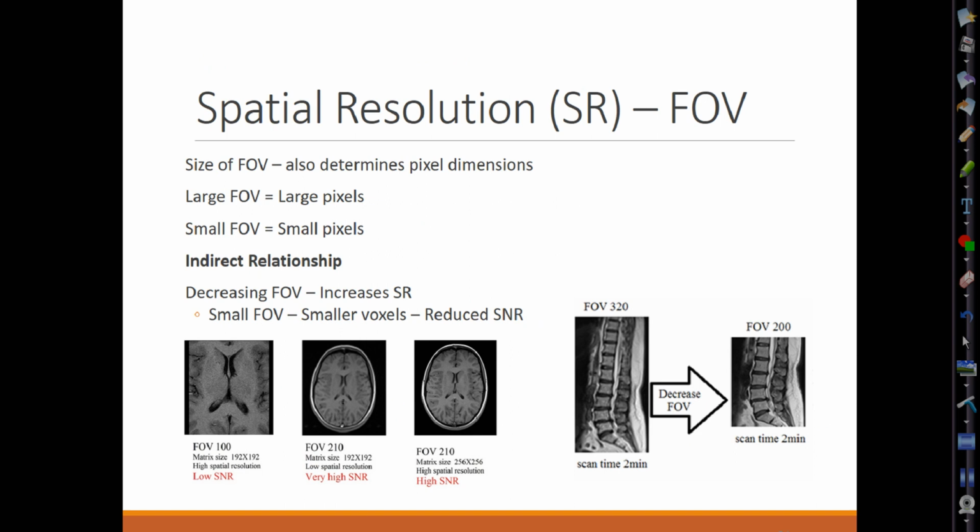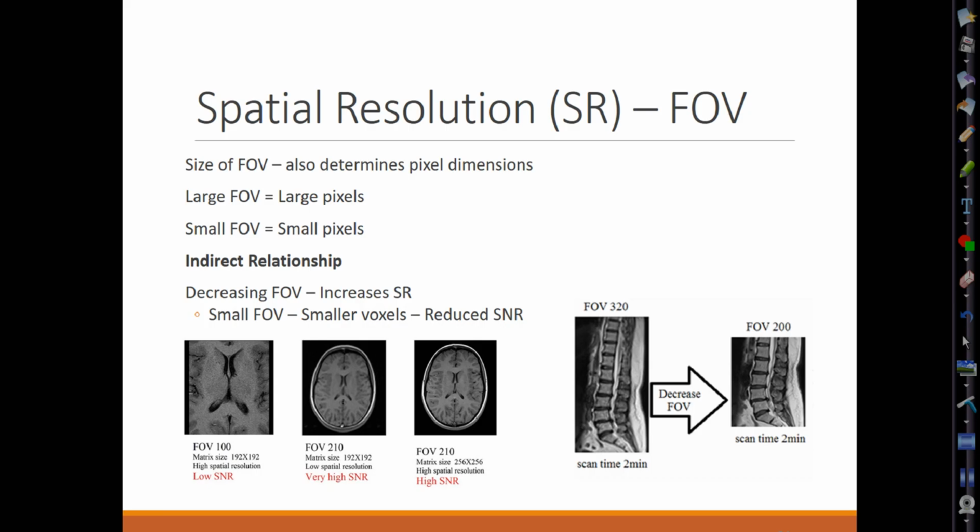Field of view. The size of our field of view also determines our pixel dimensions. So if we have a very large field of view and our matrix stayed the same, when you're talking about field of view in conjunction with your matrix, you have to say one increases and what happens to the other.